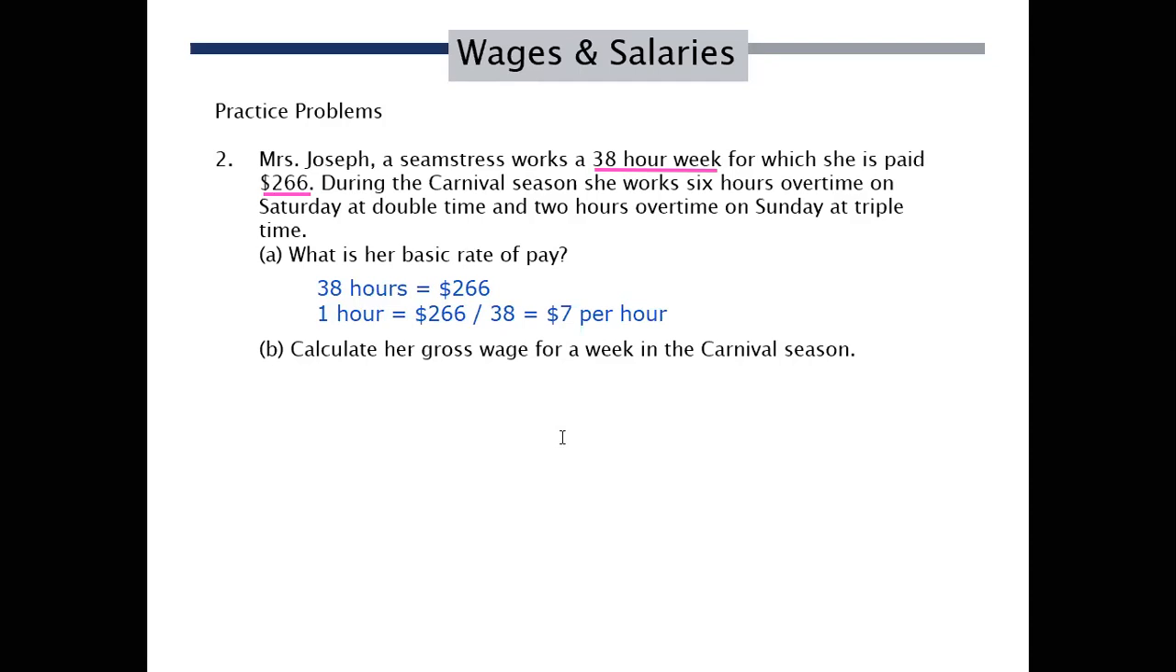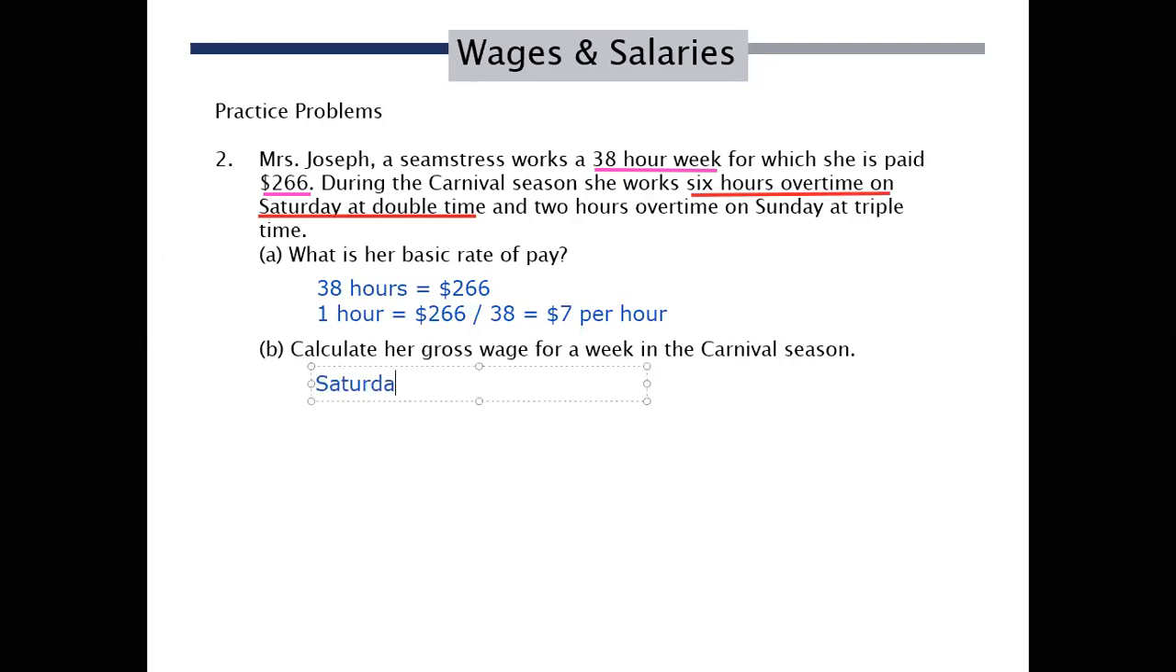Now B says, calculate her gross wage for a week in the carnival season. Okay, we already know her basic pay. Her basic pay is $266, but I need to consider what's happening on Saturday and Sunday. So they tell me that she works, let's get a different color, 6 hours overtime on Saturday at double time. So let's deal with that first before we consider Sunday. So let's deal with how much she's paid for Saturday.